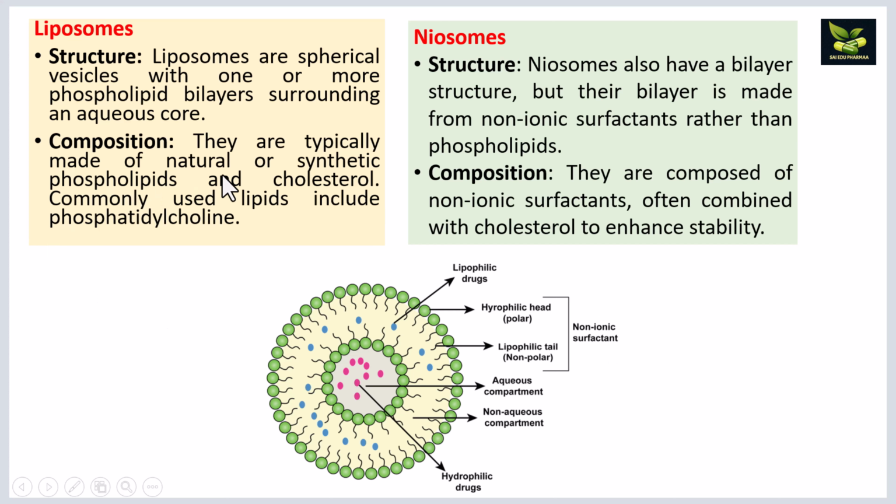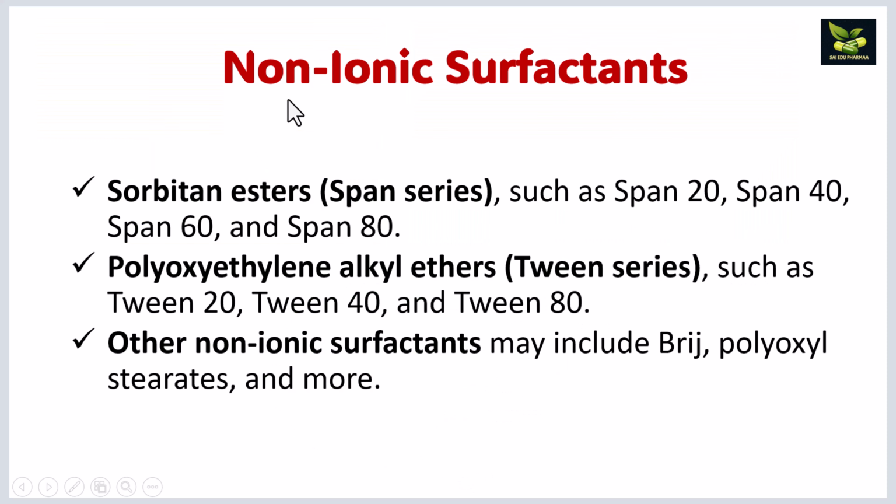If we see the composition, liposomes are made up of natural or synthetic phospholipids and cholesterol. Commonly used lipids include phosphatidylcholine, examples are soya PC or egg PC. Then comes the composition of niosomes. As we have already seen, they are composed of non-ionic surfactants, and in this also cholesterol is added to enhance the stability.